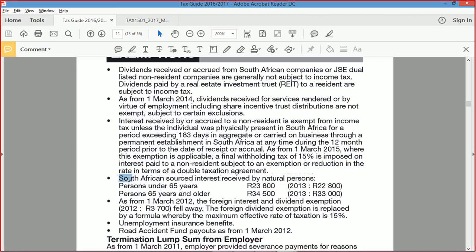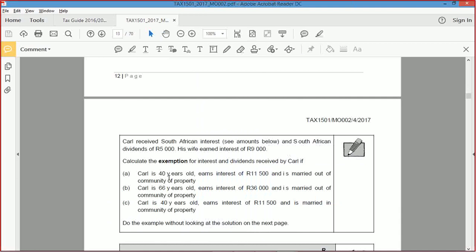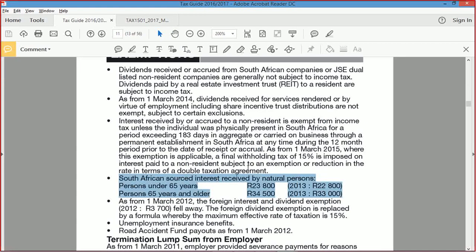Yeah, we're going to go to the tax guide. Let's go find the interest stuff. Where is it? There, exempt. Okay, so on this page of the tax booklet, there, South African source interest received by natural persons: persons under the age of 65, persons over the age of 65. Okay, then you would apply this to the scenario.